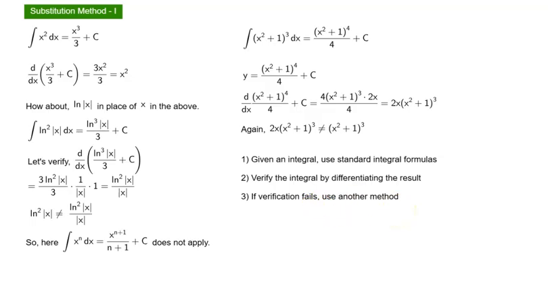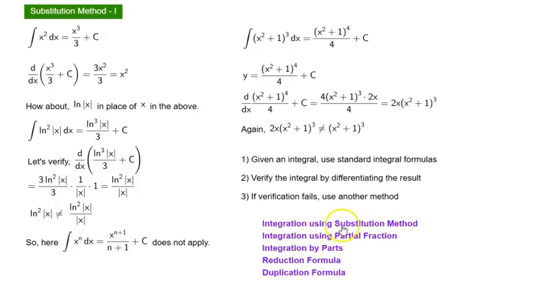Now, what are these additional methods? We have integration using substitution method, integration using partial fraction, integration by parts, reduction formula, duplication formula. So let's look at the substitution method in more detail. If an integral has both f of x and f prime of x dx, we can do the substitution u is equal to f of x. Given integral f of x times f prime of x dx, then let u is equal to f of x.